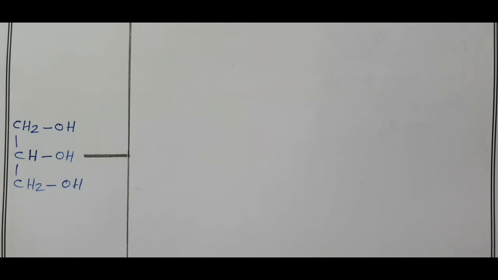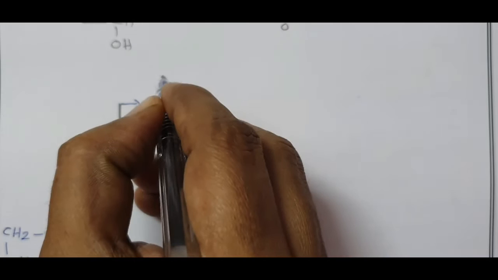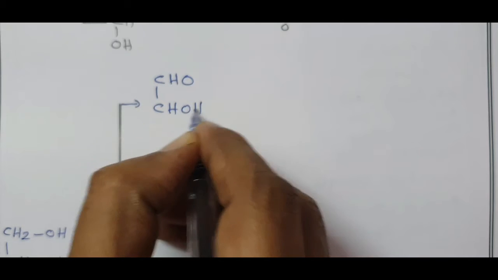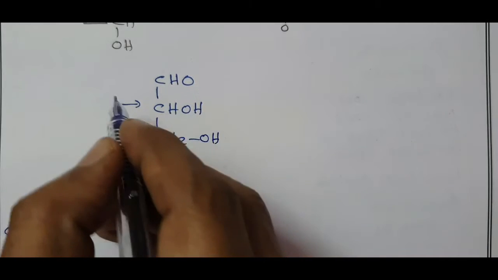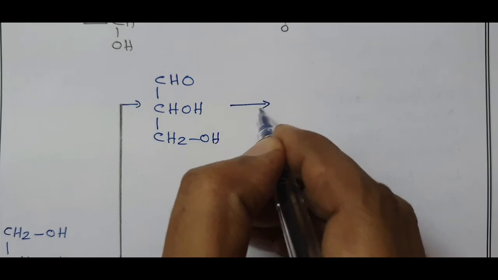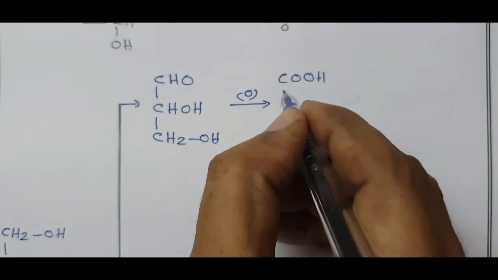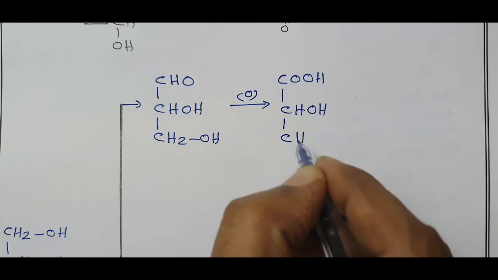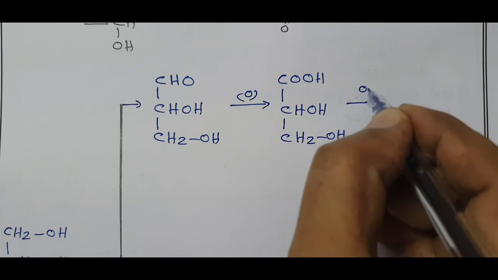Now, this CH2OH group on oxidation gives an aldehydic functional group. Only that primary alcohol on oxidation gives aldehyde. The secondary alcohol, there is no change. Again we have one primary alcohol, CH2OH. This aldehydic group on further oxidation is converted into the carboxylic acid functional group, COOH, CHOH. Here you have CH2OH, and one more primary alcohol we have here.